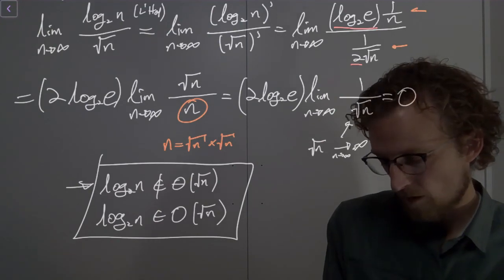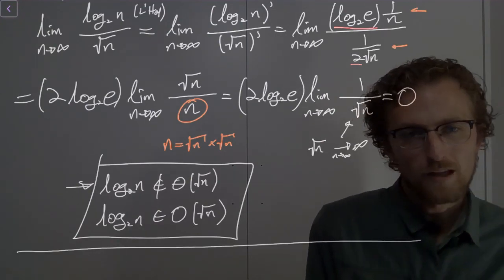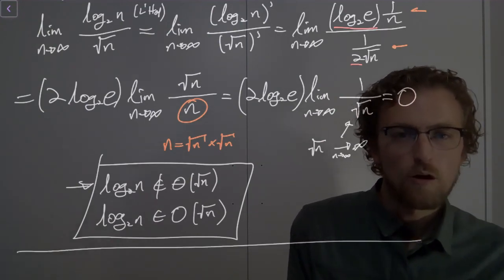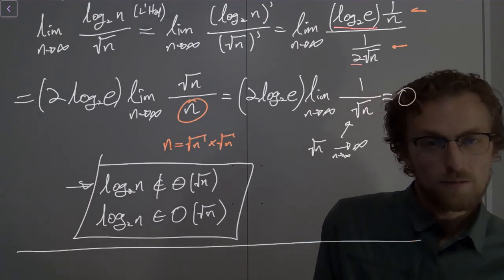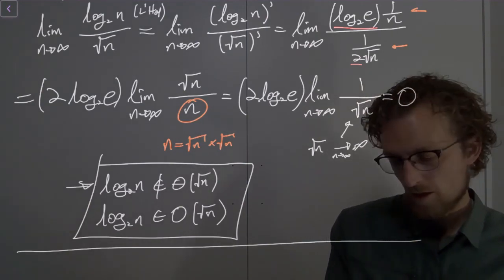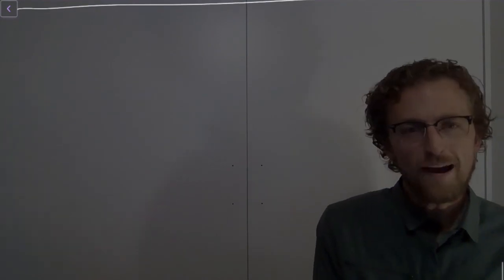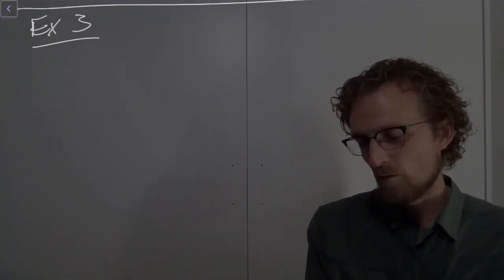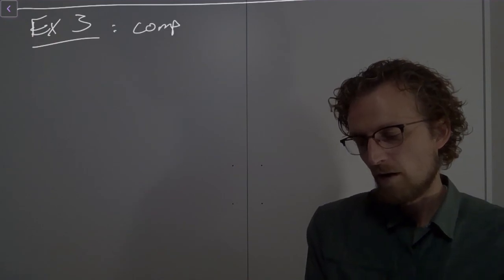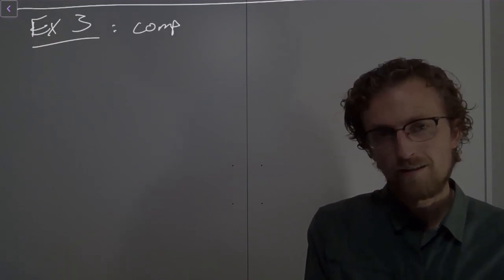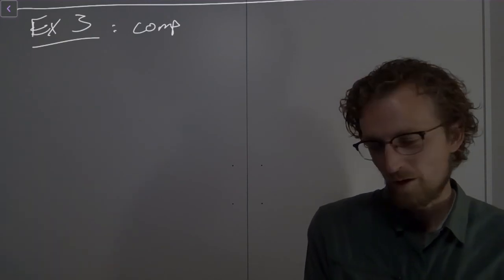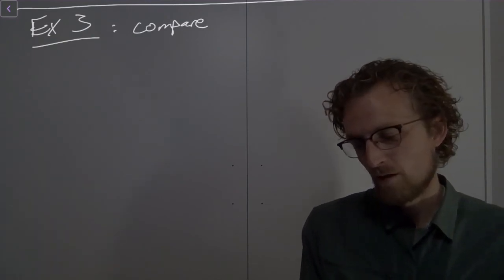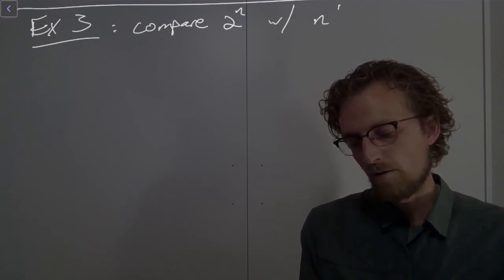So it's similar in the following sense. Square root and log are both nice slow growing functions, and it can be hard to remember sometimes which one is which. So now let's look at two fast growing functions. So let's do example 3, and we'll compare 2 to the power of n with n factorial.